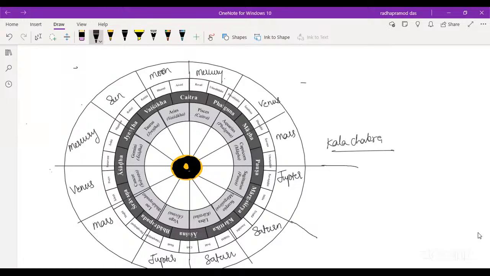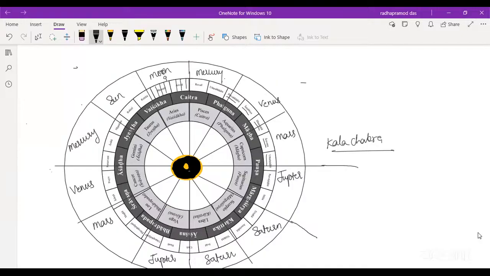And further you go, you are seeing small names here. There are 27 stars. So 27 stars are divided like this. Each has four parts: one, two, three, four. So each zodiac sign has nine sections. And based on that, the calculation comes.